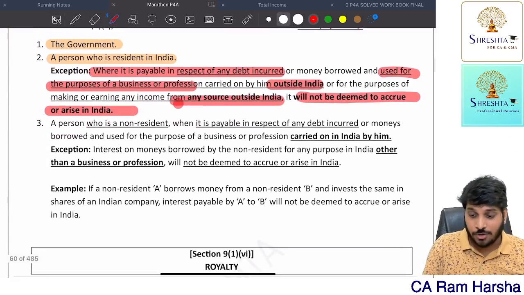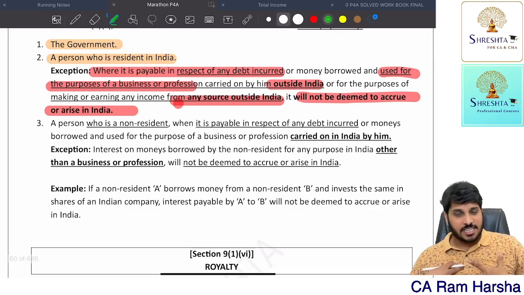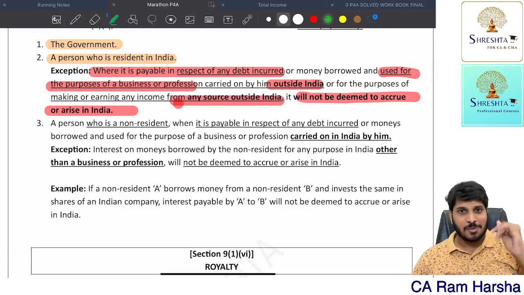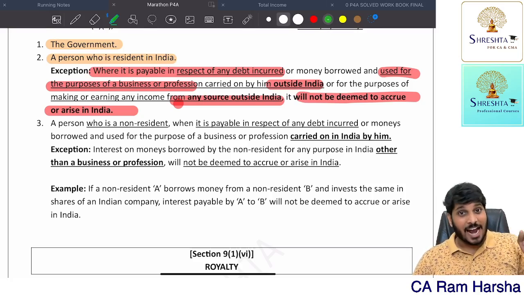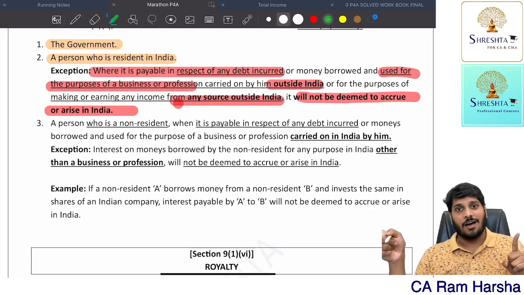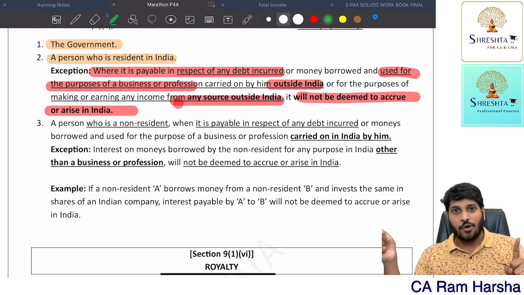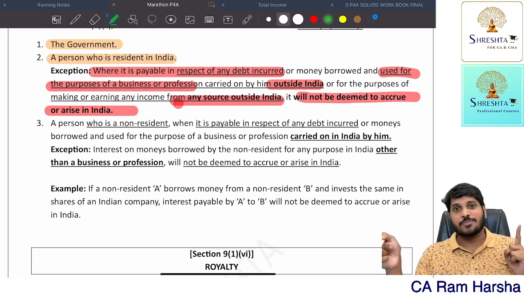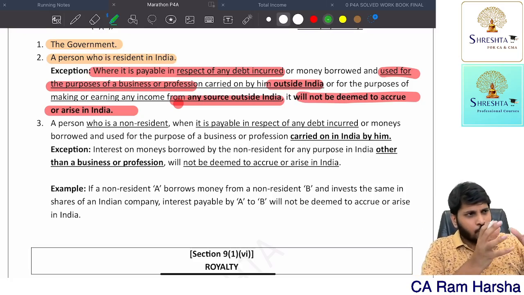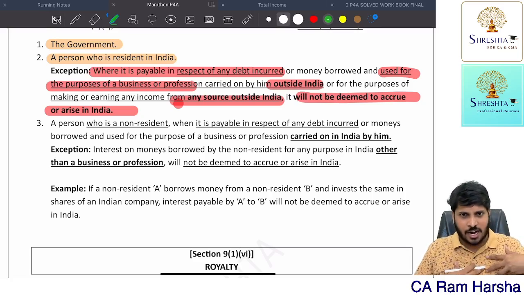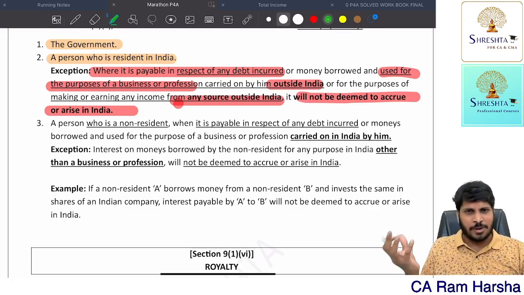Next, suppose, sir, I am a non-resident, I am staying in Canada. And I have another person who is also in Canada, my friend. I gave a loan to him. And what do you know? This fellow invested that loan in India. This fellow invested the entire loan in India for doing business or profession. Only business or profession. So I gave a loan to my friend who is in Canada. I am staying in Canada. I am a non-resident. He is also a non-resident from the Indian point of view.